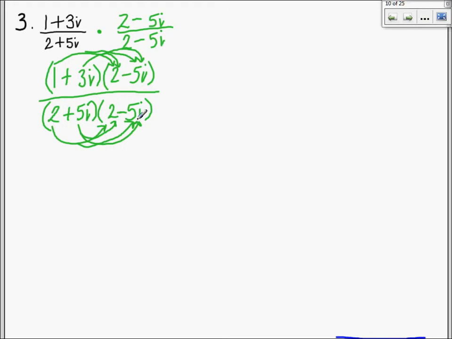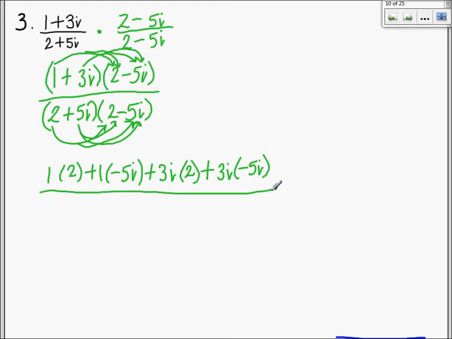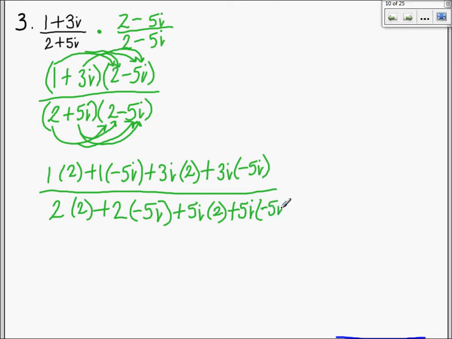To actually go through and do the multiplication, we have 1 times 2 plus 1 times a negative 5i. Then we have plus 3i times 2 plus 3i times negative 5i on top. And on bottom, we have 2 times 2 plus 2 times negative 5i. Then we have plus 5i times 2 plus 5i times negative 5i.